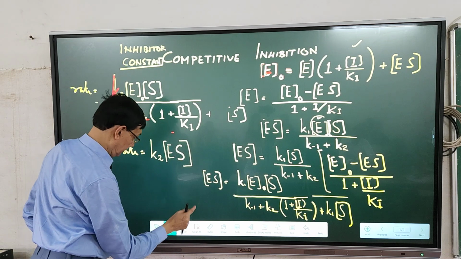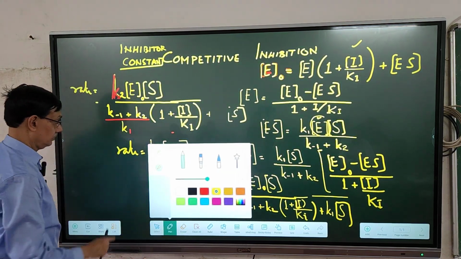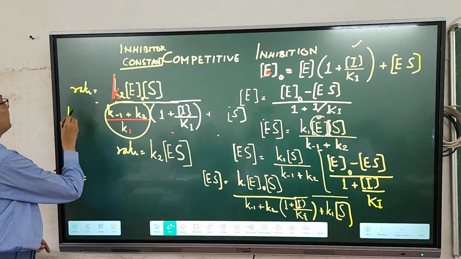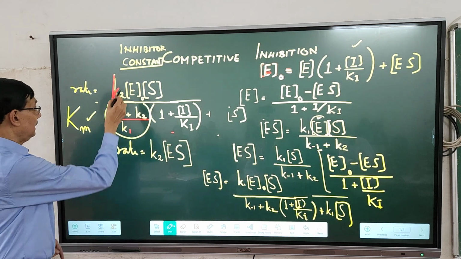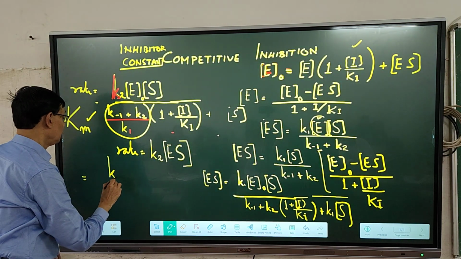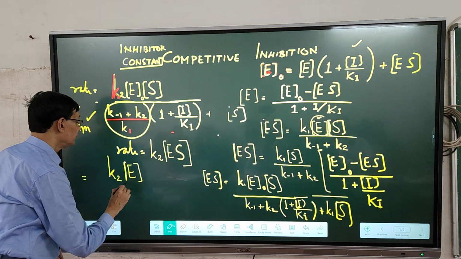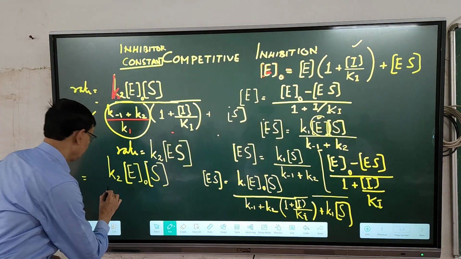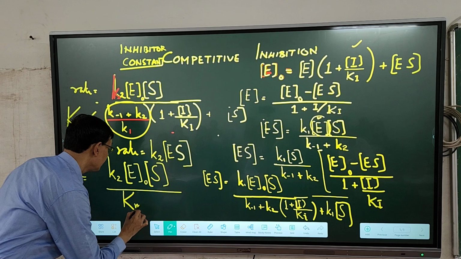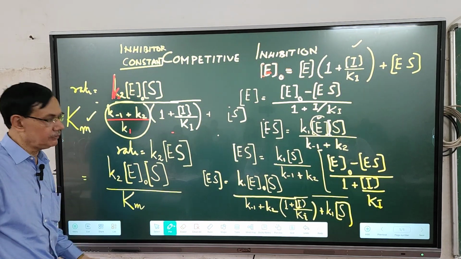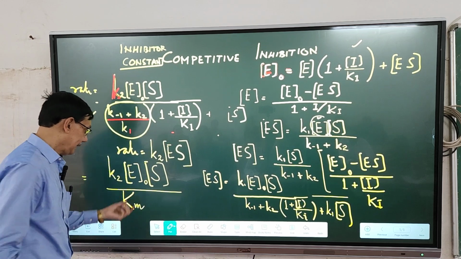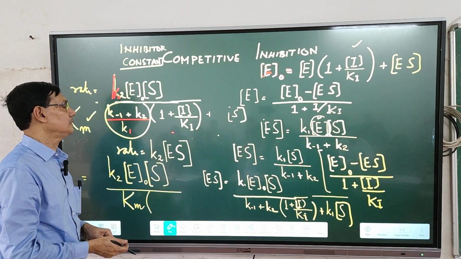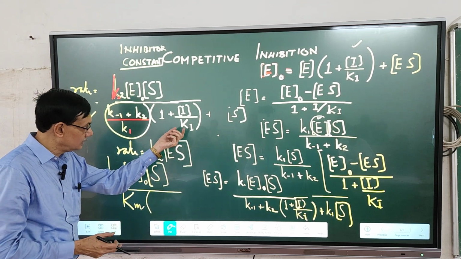And this is, you know, Km, Michaelis-Menten constant, and so I can write like that, K2 E0 S divided by Km. Now you can understand why in competitive inhibition Km value increases, because Km is related, so that concentration of inhibitor is also included, as well as the ionization, the inhibition constant is also included.